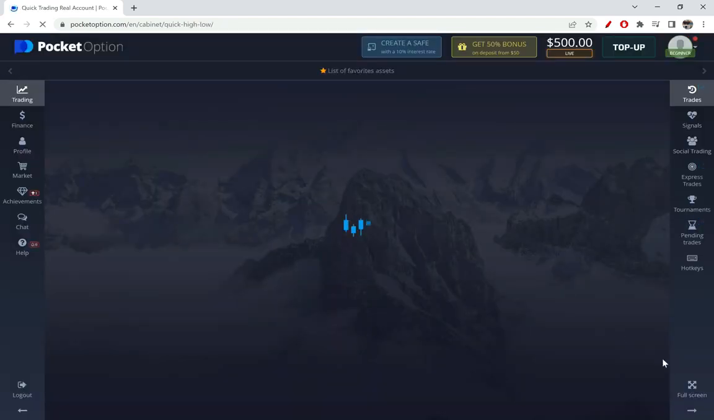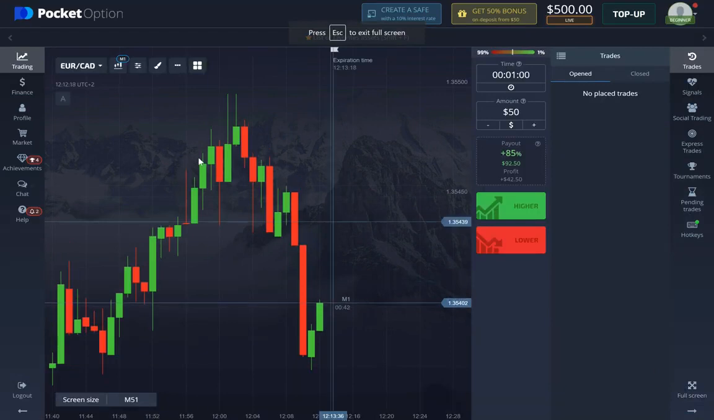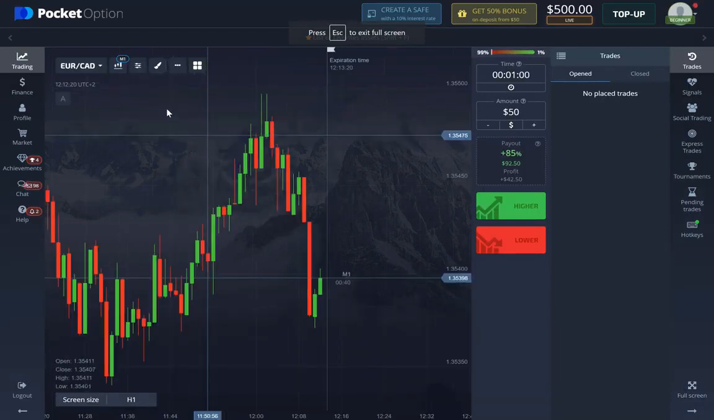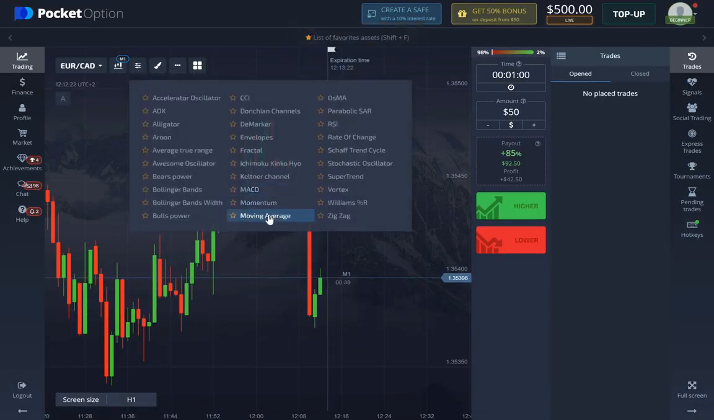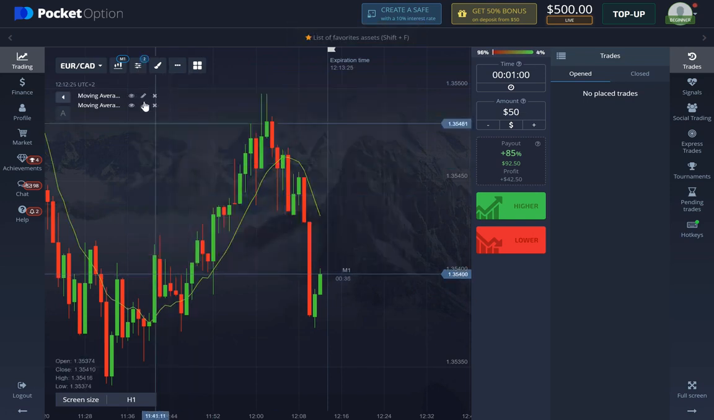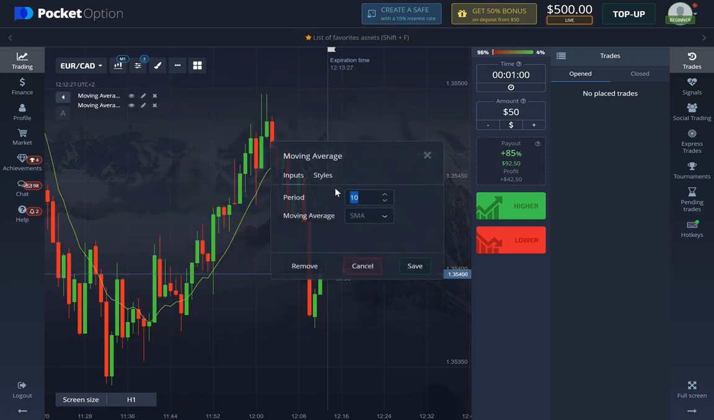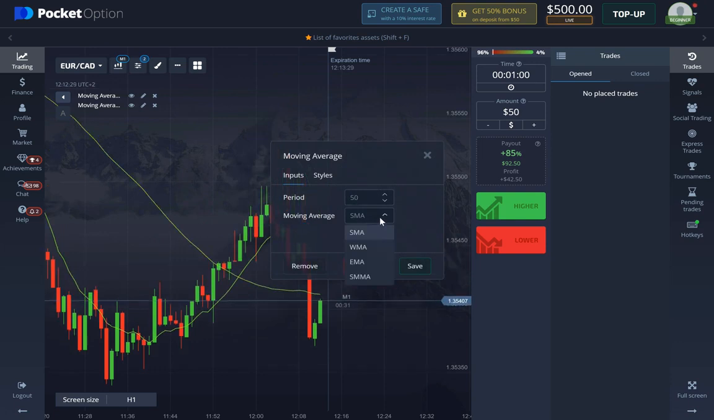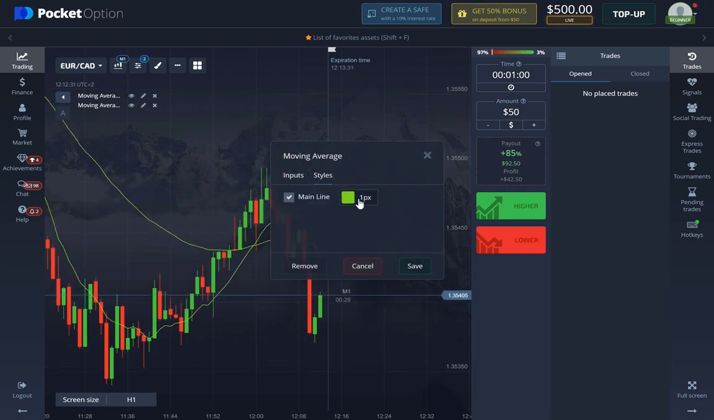But now let's get into our strategy, and this is one of my favorite strategies I use to build up my initial balance. You're gonna need moving averages, actually two of those. The first one is going to be 50. We change the type to EMA. We go to styles, we change the color to any, like we pick this one, and we change the thickness to 2, and then the other one is going to be 200 EMA.